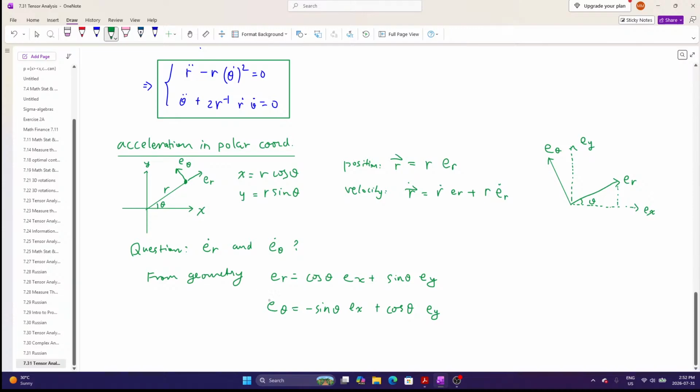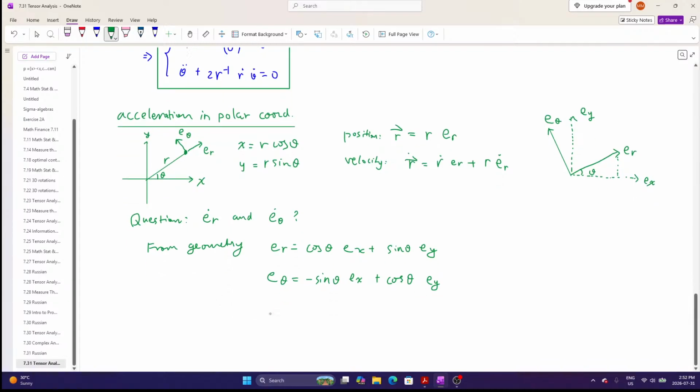So you have this geometry, and the nice thing about e_x and e_y is that they are constant. That's the nice thing about Cartesian coordinates: the unit coordinate vectors stay constant everywhere, right? So now you just differentiate. This way you get e_r dot equals cosine dot, which is minus sine theta times theta dot.